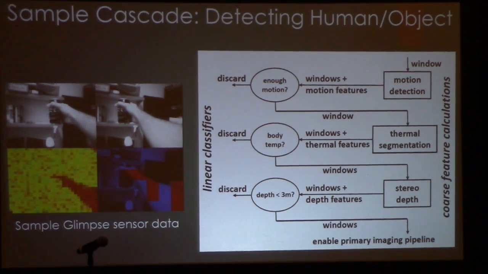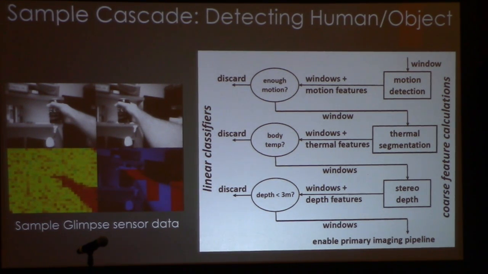And on the top, we're seeing the result of a monochrome stereo camera. On the bottom, to the left, we're seeing the thermal camera that segments the body parts from the background. And on the bottom right, we are seeing those parts of the image that are close enough, highlighted with red boxes.